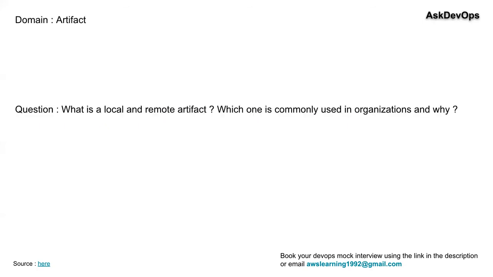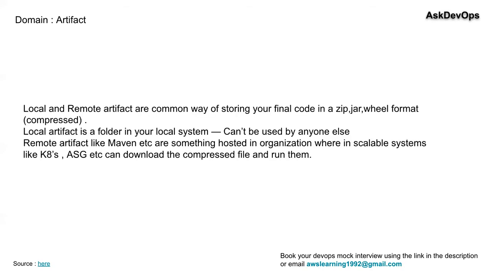The question is coming from artifacts, and the question is, what is a local and a remote artifact? Which one is commonly used in organizations and why? This question usually comes from Maven, which could be taught in your DevOps course. So how to answer this?